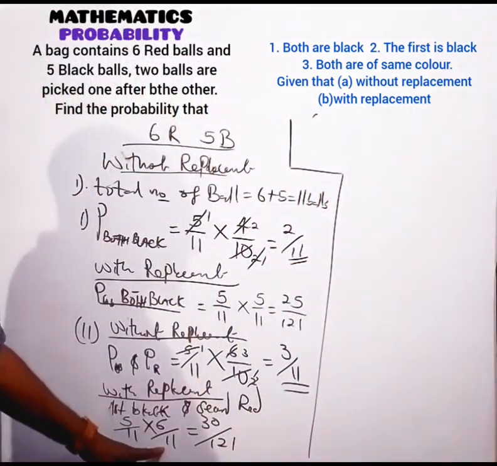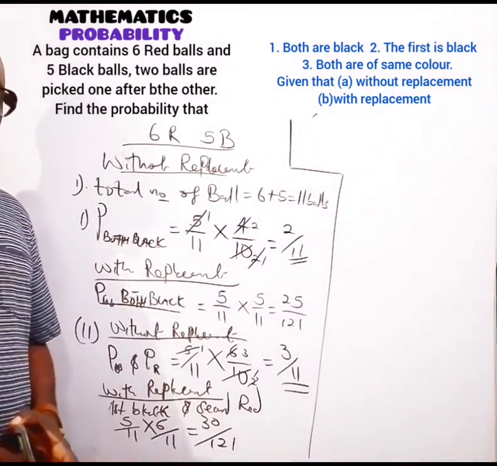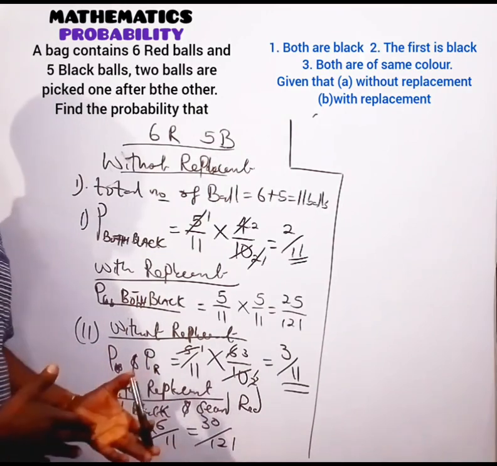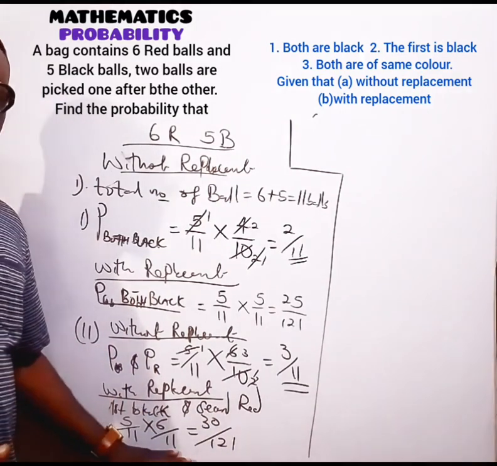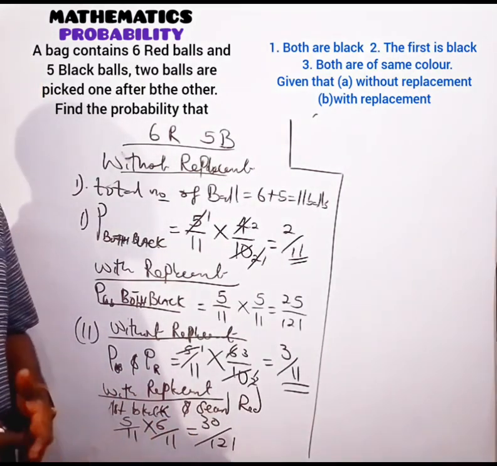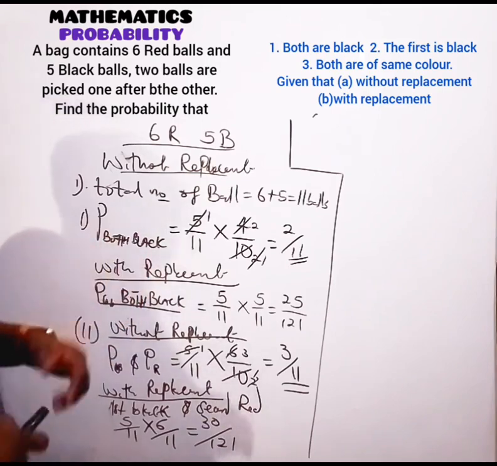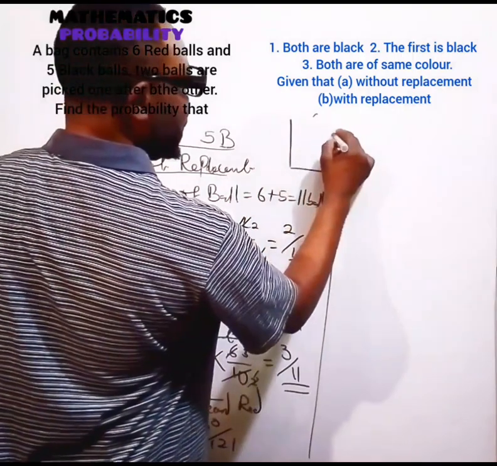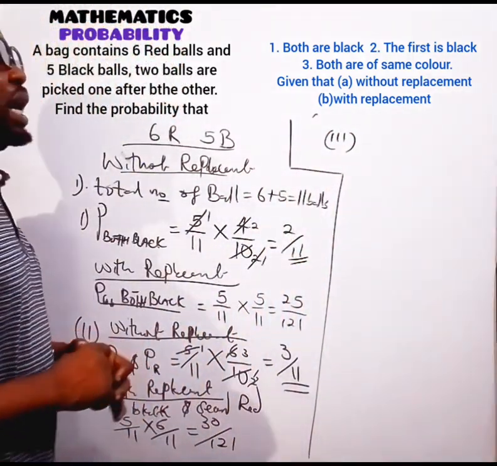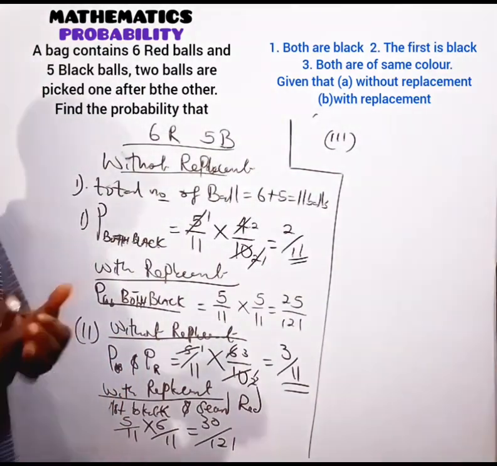You can see with replacement, the total number of balls here does not reduce. It just remains because it has been replaced back into the bag. That is why the total number of balls is not reduced. Likewise, the ball, whether it is red or any other color, is not going to be reduced. Now, the next question, which is the third question here, says the probability of picking both balls of the same color.